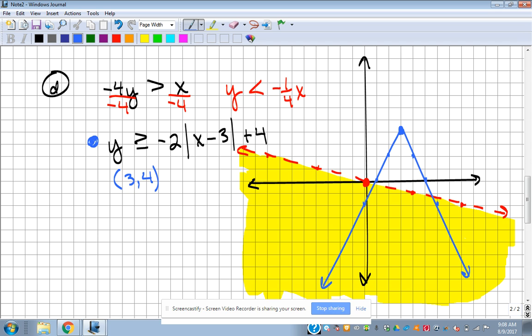Can I check with the origin on this one? Yeah, that's a good spot, because it doesn't go through it. The red line goes through it. The blue one doesn't. So I'll put a 0 in here. So 0 minus 3, negative 3, absolute value of negative 3. 3 times negative 2, negative 6 plus 4, negative 2. Is 0 bigger than negative 2? Yes. So that means I'm going to shade where the origin is at. So that's on the outside of the V. Shading the outside of that V.